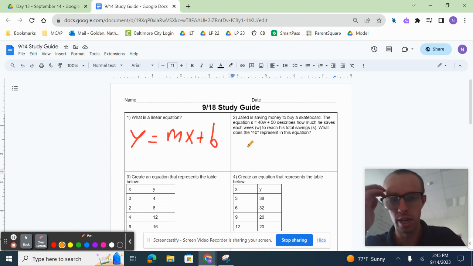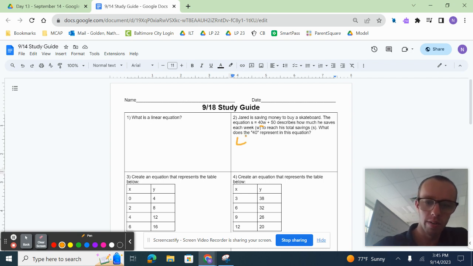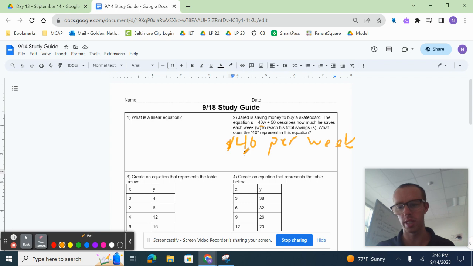All right, let's look into this. Number 2: Jared is saving money to buy a skateboard. The equation S equals 40W plus 50 describes how much he saves each week, W, to reach his goal of total savings, S. What does the 40 represent? The 40 is right here in this equation. It's in the rate of change spot, so it's how much it's changing by. We have 40W. We know this is about money, and the W represents weeks. So what this means is he gets $40 per week.